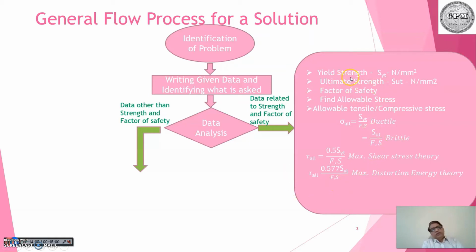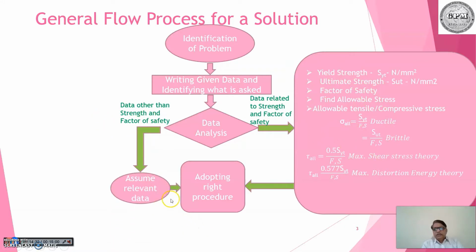In some problems, they will not give the type of the material, and they will give allowable stress and permissible stresses directly, so that we can use them for the next step. If you know those things directly, you can use them, or if you do not know them and the strengths are given, then this is the way to find the stresses. And the other data, assume the relevant data, and then adopt the right procedure to solve the problem and find the right solution, that is your goal.